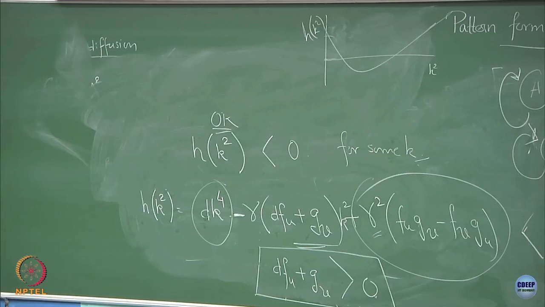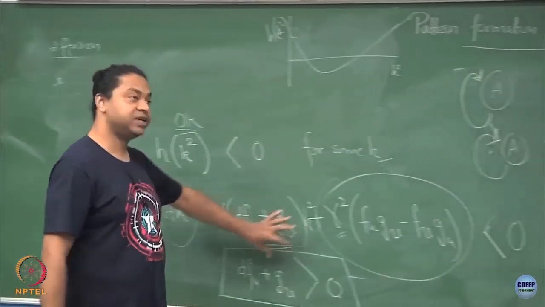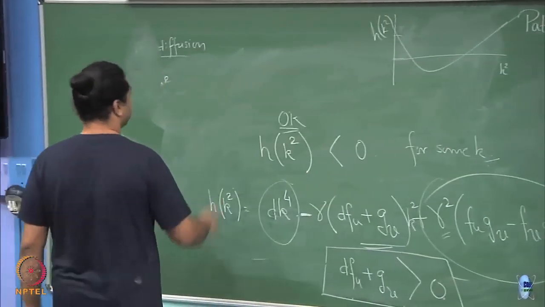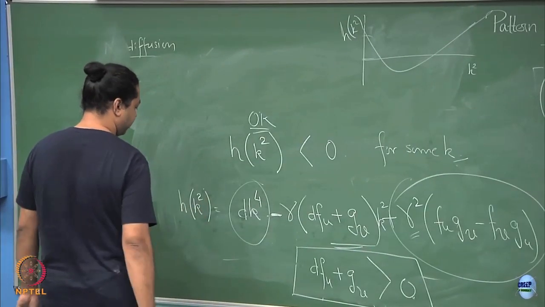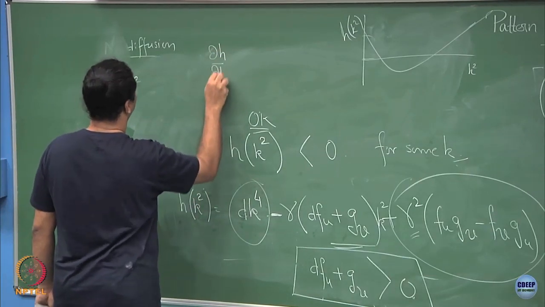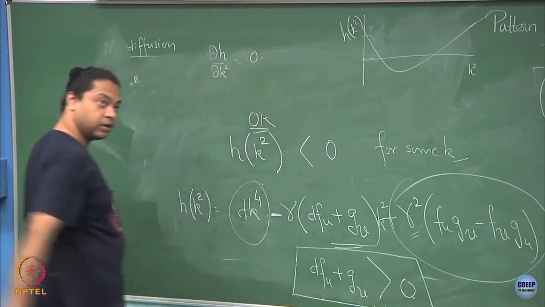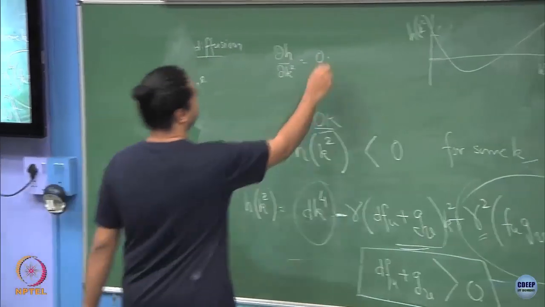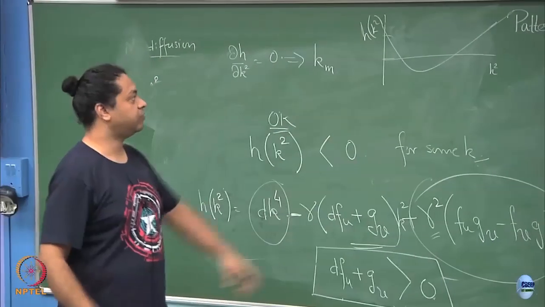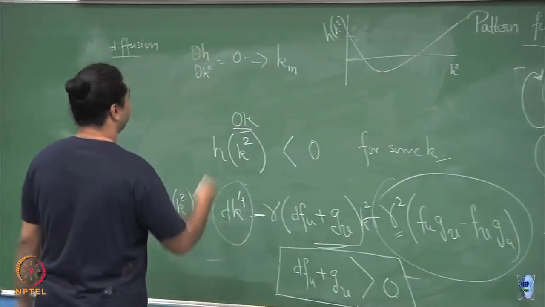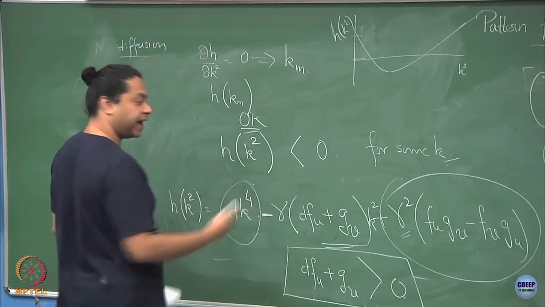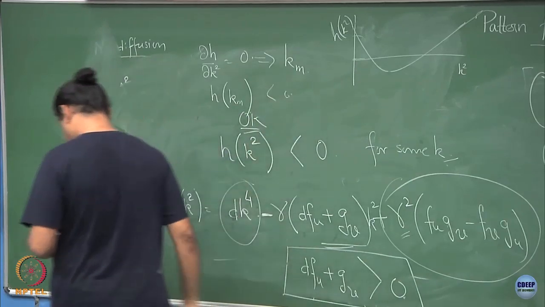Okay. So, in order to have a sufficient condition that this h of k square is less than 0, I will find out the minimum of this h of k square curve. So, I will do del h by del k square equal to 0, and solve this. This will give me some value k_m where this curve h of k square has a minimum. I will find out the value of h at this k_m point and see whether that is less than 0 or not.